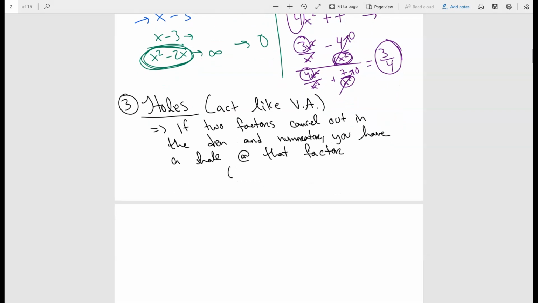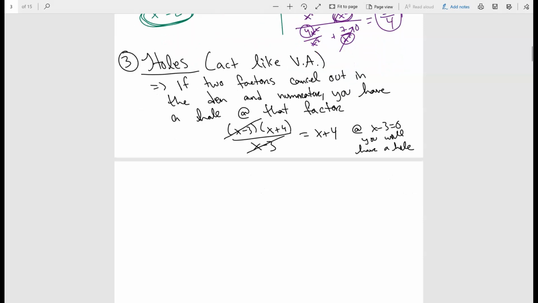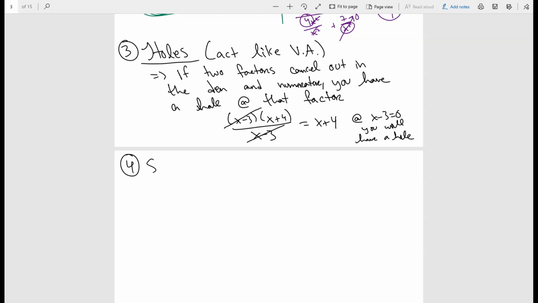So for example, let's say I factored something. Then what's going to happen is that notice that the x minus 3's cancel out, and you're left with x plus 4. And what it says is that at x minus 3 equals 0, you will have a hole. Okay, that's basically what it is. So that's how you know holes exist. The last one is a slant asymptote. And I'm just going to write SAs for these slant asymptotes.